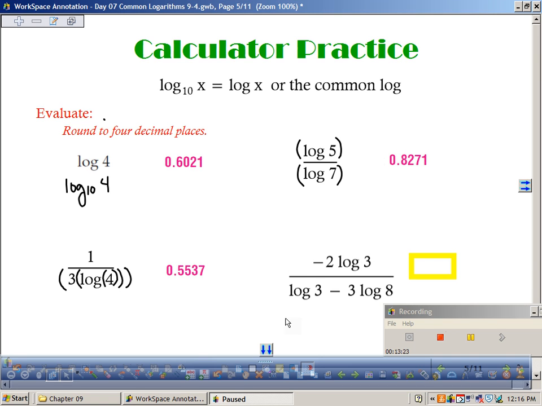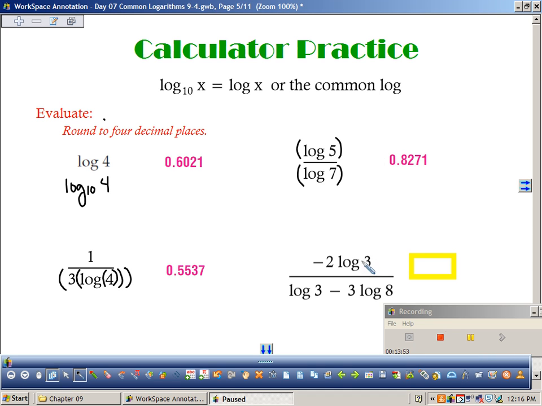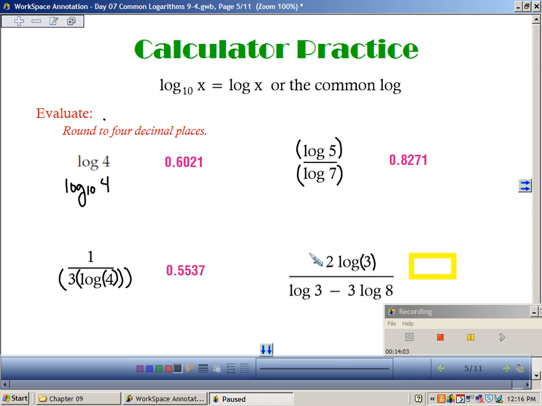Okay, try this one. Let's talk about parentheses for this one. There's already going to be a parenthesis right there. You're going to have to close the parentheses. Then you could put parentheses here, negative 2, then hit the log, then hit 3, then end parentheses, then end parentheses, then divide. Then parentheses. There's already going to be a parenthesis here for you. End parenthesis, negative 3 log. There's going to be a parenthesis, end parenthesis, end parenthesis.